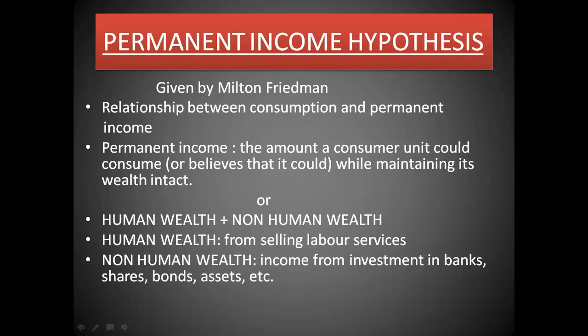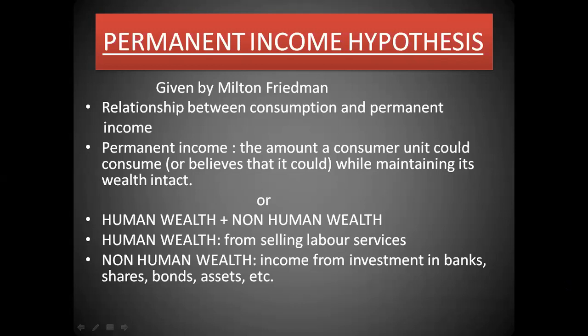In the previous theories which we have already covered, the crux is that in all the different hypotheses, we are talking about different kinds of income. But the basic premise remains the same, that consumption always depends upon income. Now here, we are trying to say that consumption depends upon permanent income. So we are trying to establish a relationship between consumption and permanent income.